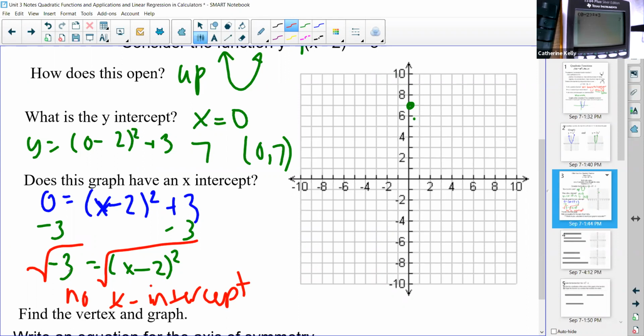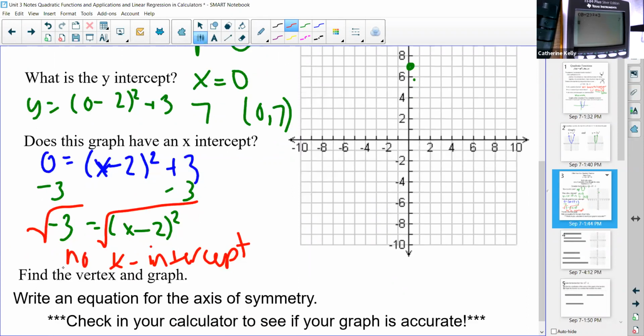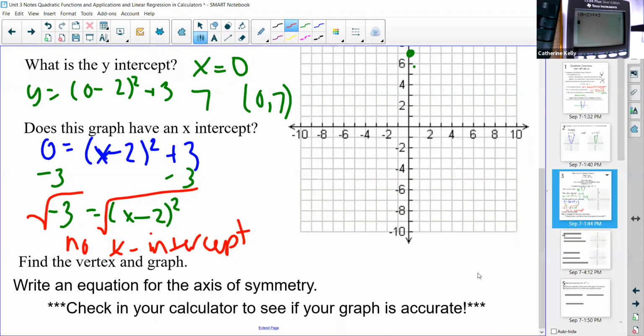If that inside was going to be a positive, then I would have an x-intercept. If it was 0, I would also have an x-intercept. So, find the vertex and the graph.